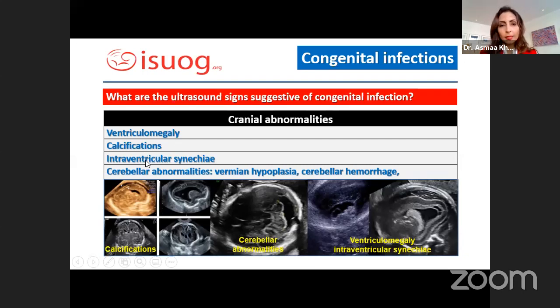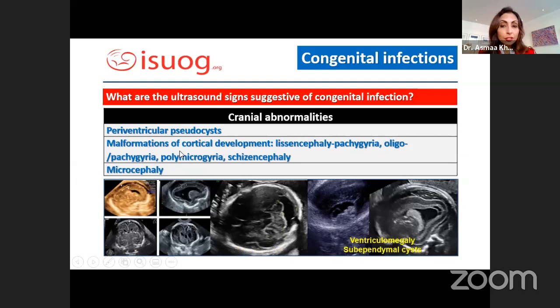You can see the fluid spaces in the brain, but also some adhesions there. Then cerebellar abnormalities, including vermian hypoplasia or cerebellar hemorrhage. Also periventricular pseudocysts. In the ultrasound image second from the right, you can see a cyst inside the ventricles. Then malformations of cortical development like lissencephaly, or smooth brain, polymicrogyria, and schizencephaly. For these abnormalities, you need good experience of neurosonography to pick them up on ultrasound, and you might well pick them up better on MRI. And of course, microcephaly.